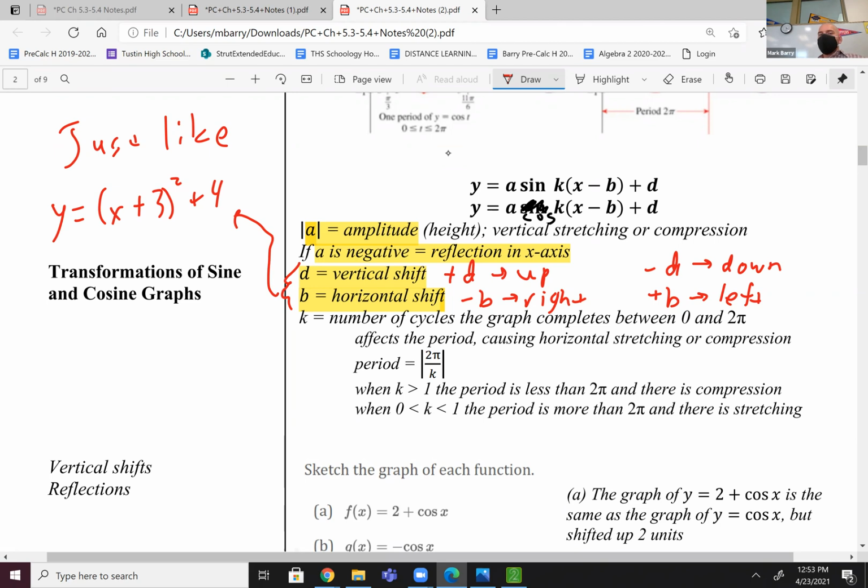A lot of teachers help you remember this, but they say like the x lies. And I definitely said that before. So the x lies, but the y tells the truth.